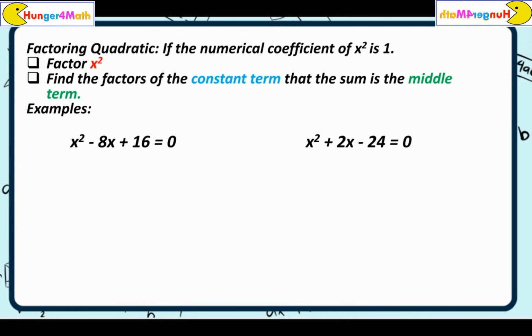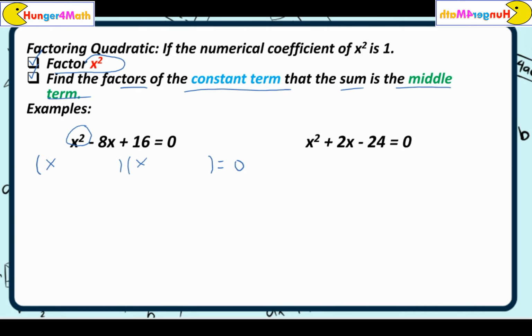For this example, we have a quadratic equation in trinomial form. In factoring a trinomial, we're going to factor the x squared, then find the factors of the constant term such that the sum is the middle term. Okay, let's do it one by one. Let's write first 2 parentheses and equate it to 0. Then the first thing to do is to factor the x squared, which is right here. The factor of that is x times x, so x for both parentheses.